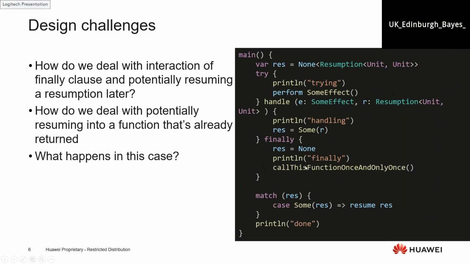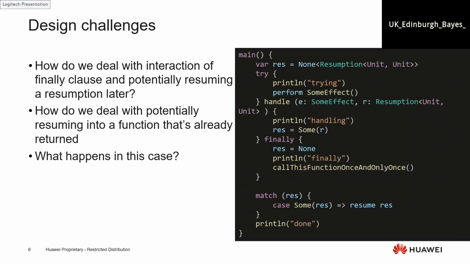So does the finally block potentially never run? Does it potentially run twice? In this case, the person who wrote this program is expecting it to run once and only once, but there are severe consequences if it doesn't. So how do we handle this case? And also, how do we deal with resuming into a function that's potentially returned already? What happens in that case?